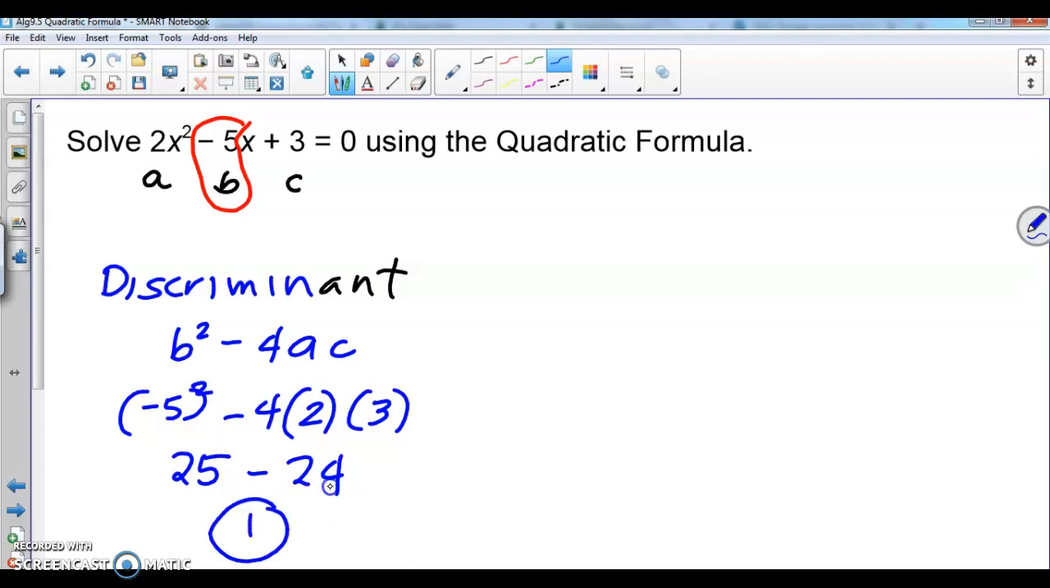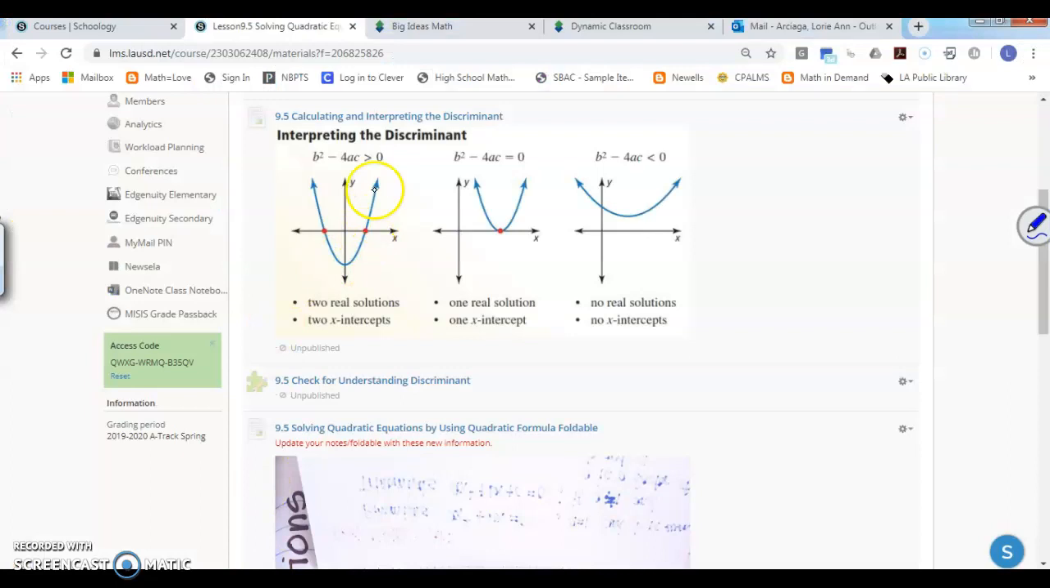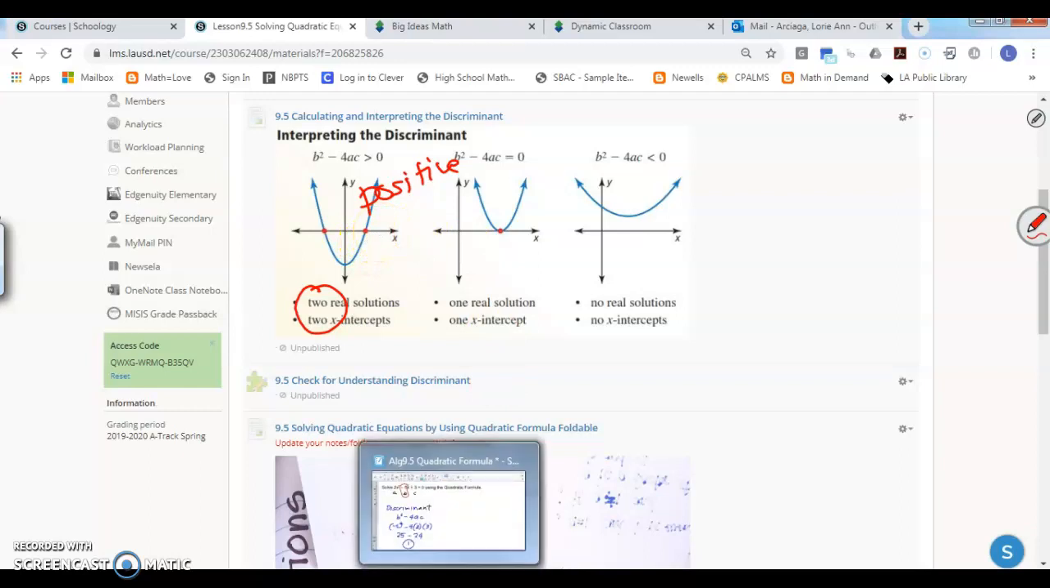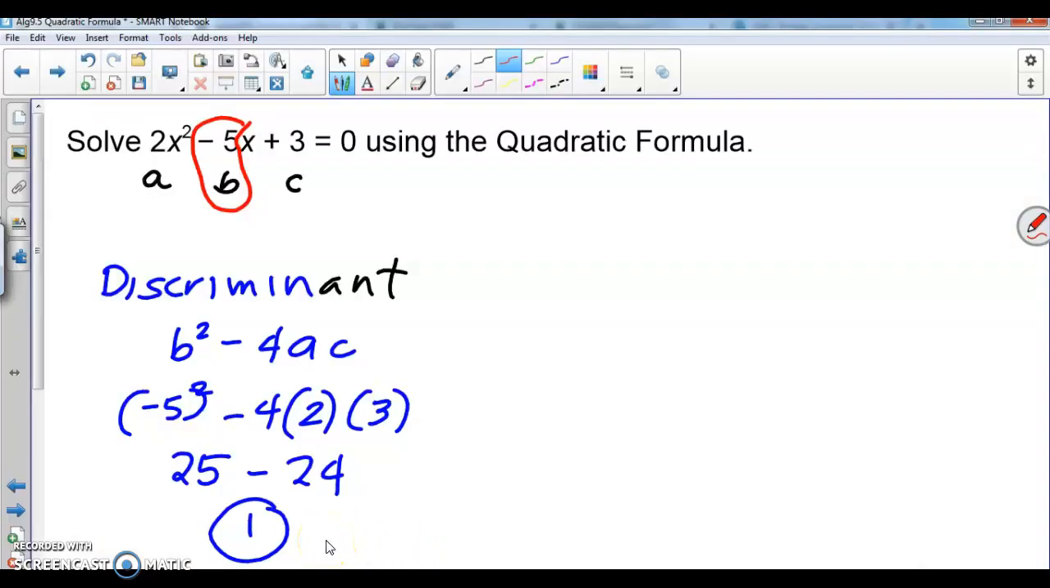So if we go back to Schoology, if the discriminant is greater than 0, in other words, if your discriminant is positive, then that means it has two real solutions. That means your graph will intersect the x-axis 2 times. So, let me write it down here.